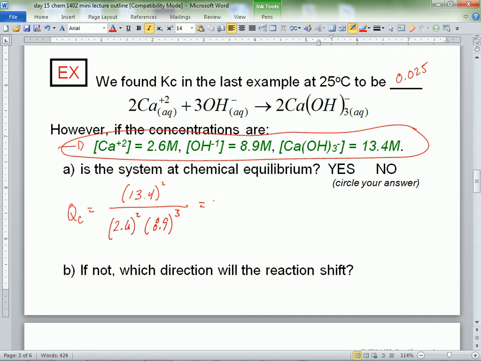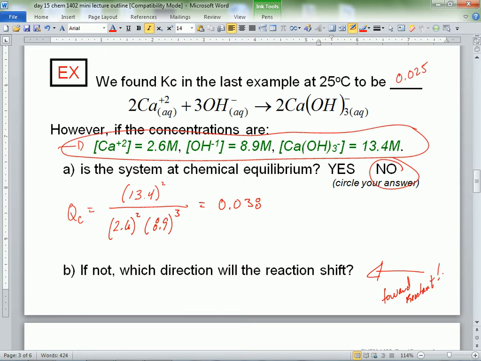Crystal got 0.038. Oh, a lot of people did. Erica got it too. Okay. Somewhere around there. Depends on how many digits you're carrying, but it should be somewhere around there. Are you at equilibrium? Most definitely not. Which direction will the reaction shift? To the reactants, because it's too big. You have too much product. So you can do this, or say toward reactant. Either way works.